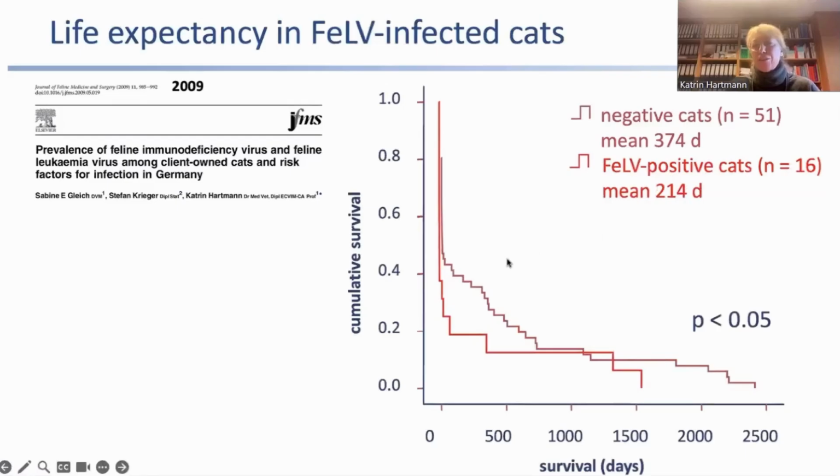This is different to FeLV. In FeLV, the survival time is shortened. They still can live a good life. They still can be happy and healthy, but the survival lifespan is shortened when compared to non-infected cats. So FeLV is more pathogenic.